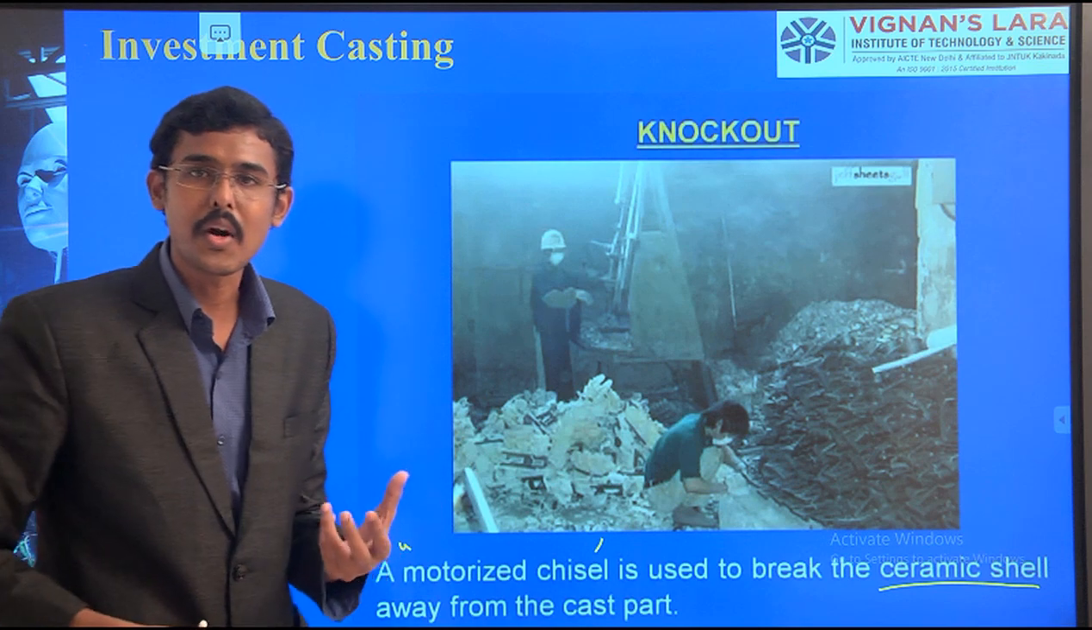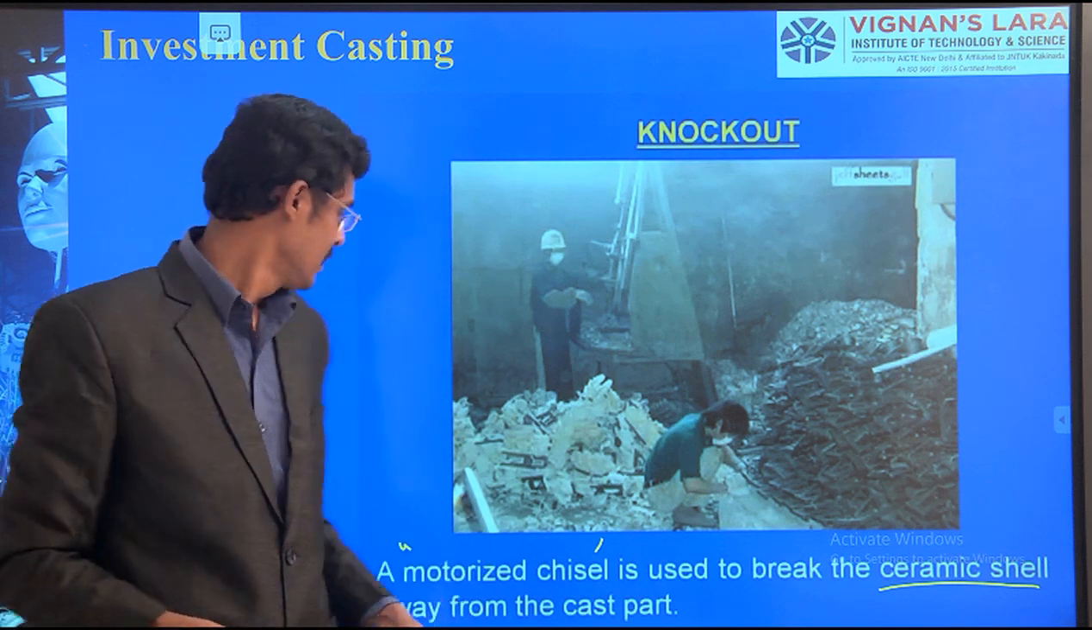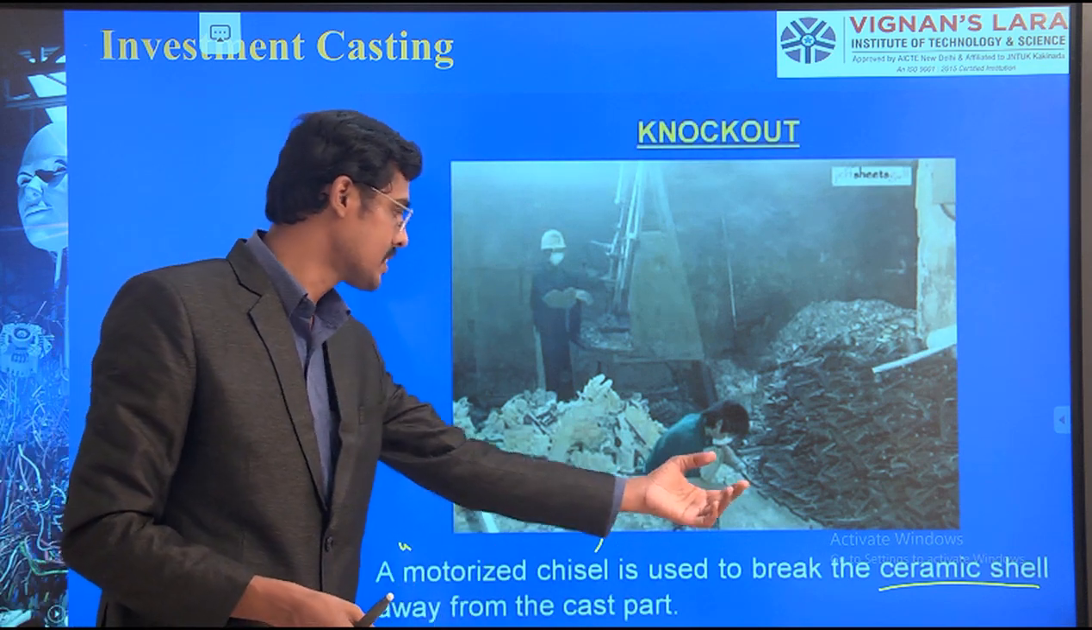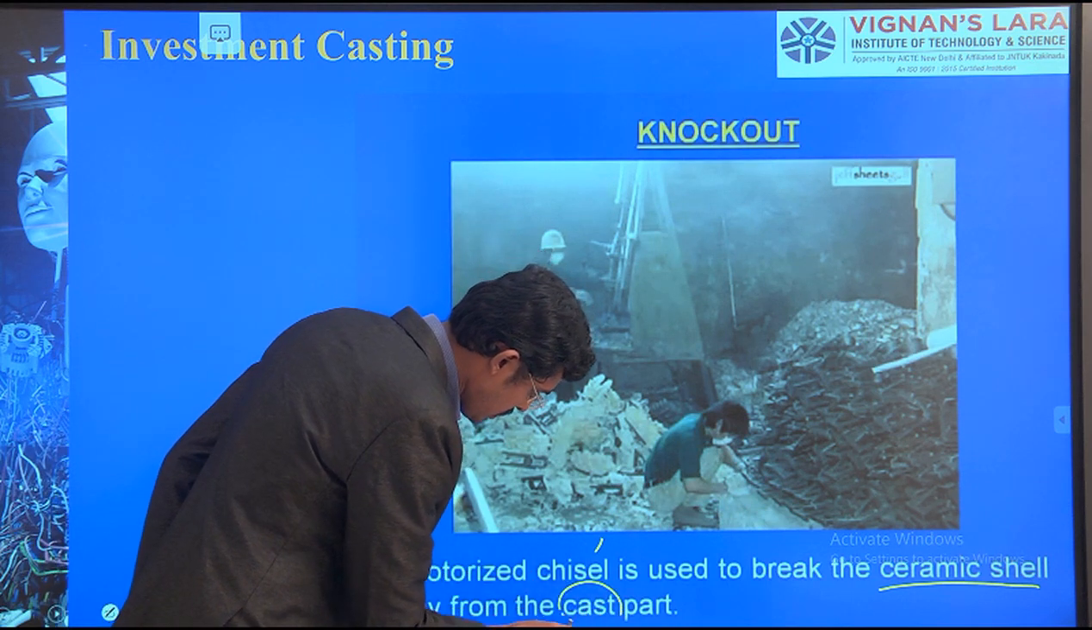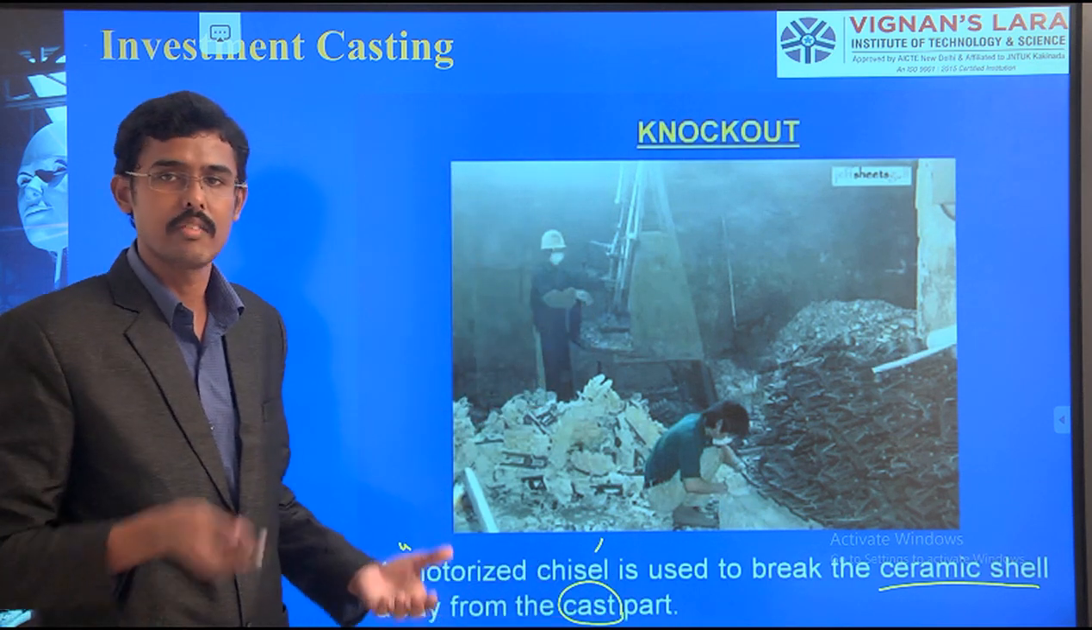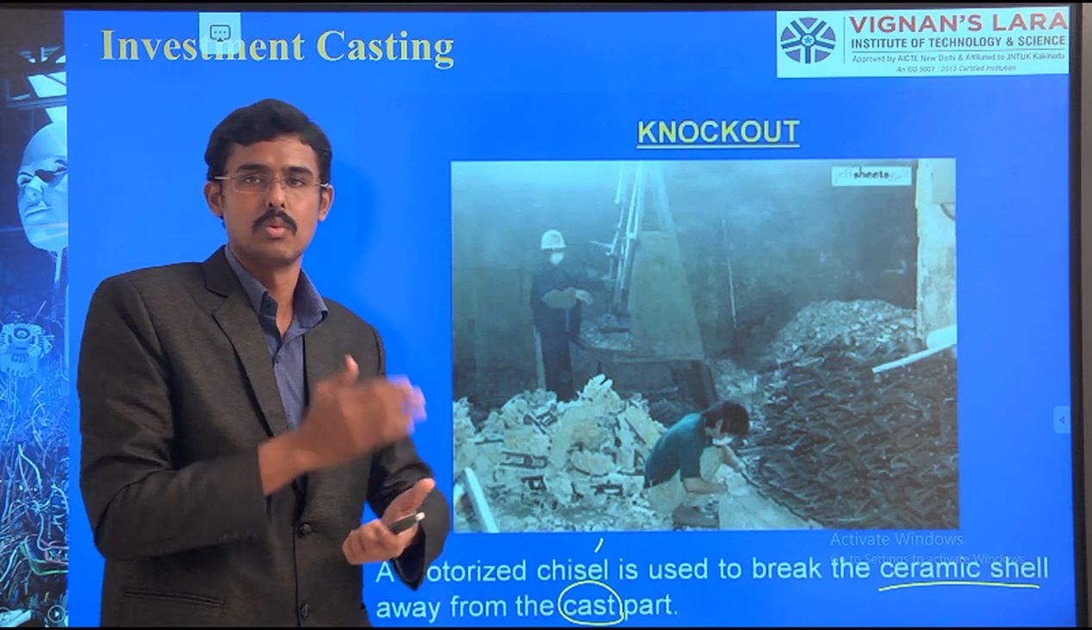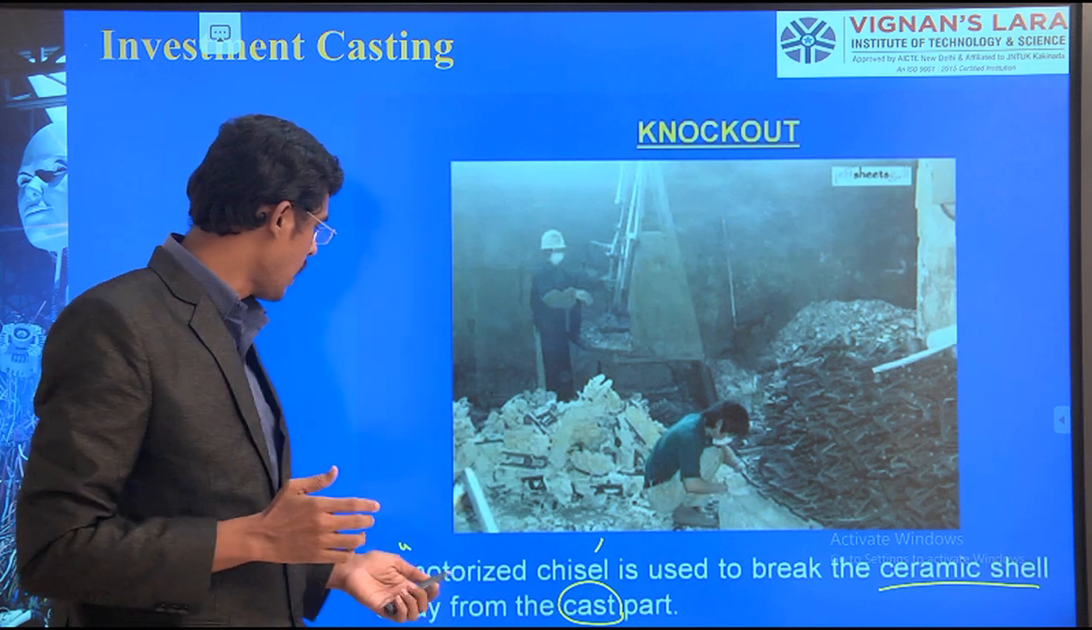We need the product only, not the ceramic shell. So, break the ceramic shell away from the cast product. This cast part we need. How can we break it? Manually or with motorized scissors.